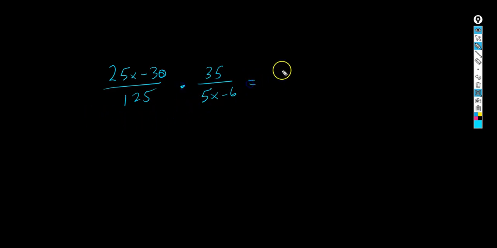Okay, now let's see what else we could have. What if we had something like this? And you're asked to write this in lowest terms. Okay. Well, it's multiplication, so we're going to put them together into one fraction. Now we need to factor.